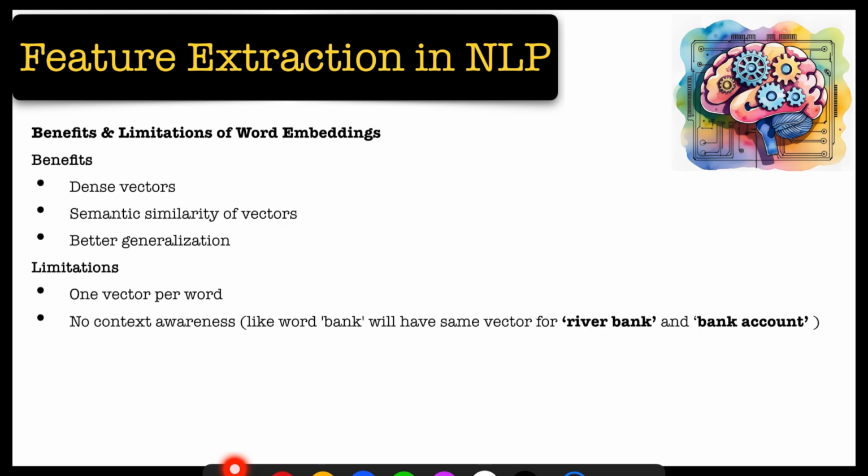Now, the benefits and the limitations of these word embeddings that we use in the word2vec or GloVe approach. The benefits are that we get dense vectors and semantic similarity of vectors. Similar words are close in the vector space, and we get better generalization. But the limitations are one vector per word and no context awareness. Like the word bank will have the same vector for river bank and bank as in bank account. In both phrases, bank will have the same word vector.